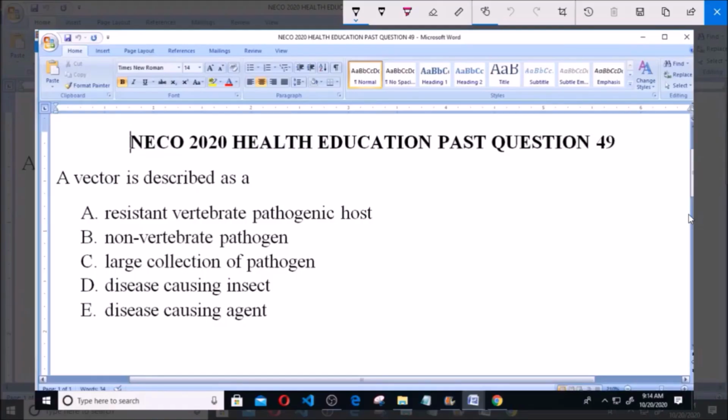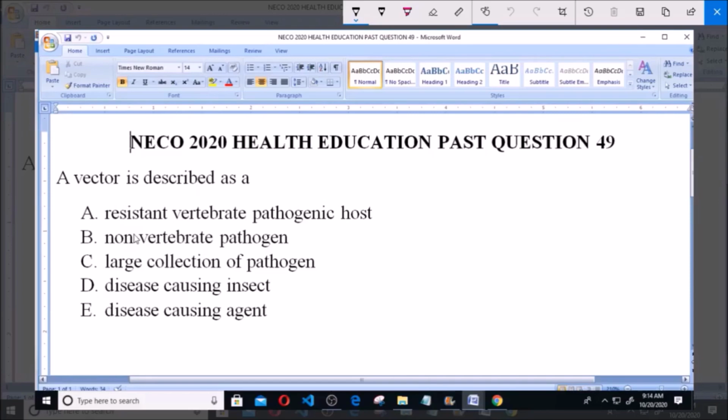I'll be answering NECO 2020 Health Education Past Question 49. A vector is described as: A. Resistant vertebrate pathogenic host, B. Non-vertebrate pathogen, C. Large collection of pathogen, D. Disease-causing insect, and E. Disease-causing agent. Now, from these options, we have to pick an answer that is best described as a vector.